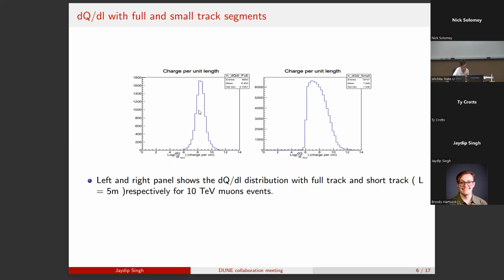And these are 2 parameters reconstructed from the reconstruction object. The left one is for the full track length, and the right panel is for the short track length. I mean, full track length means the complete track segments contained inside the detector wall. And the short track length means we are taking only 5 meters of track length. Again, this is only for the 10 TeV muon events. In the same way, we generated events for various energies for making the correlation.